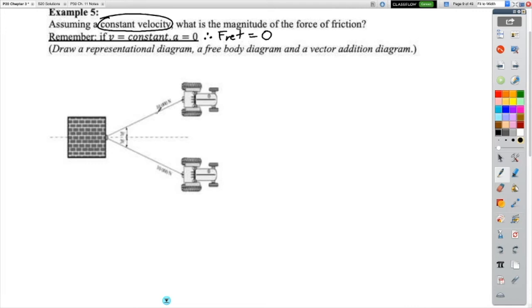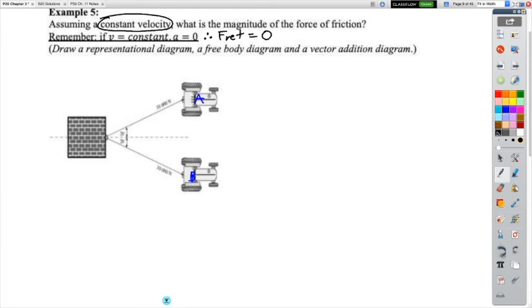So they kind of drew our representational diagram for us, but we can add our forces in here if we like. Let's call this tractor A, let's call this tractor B. Okay, we have the force of A. Maybe I shouldn't use blue because that's going to be my X component.